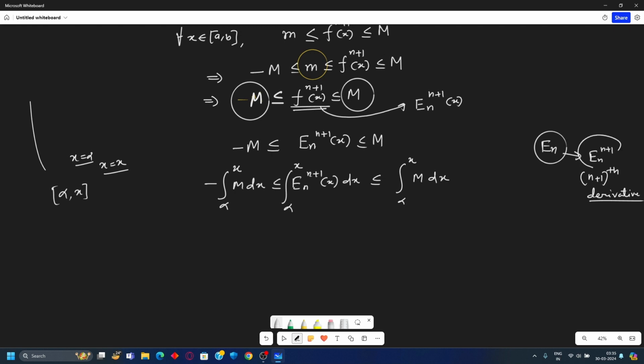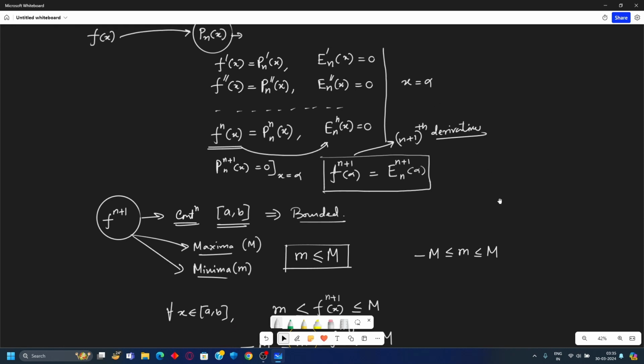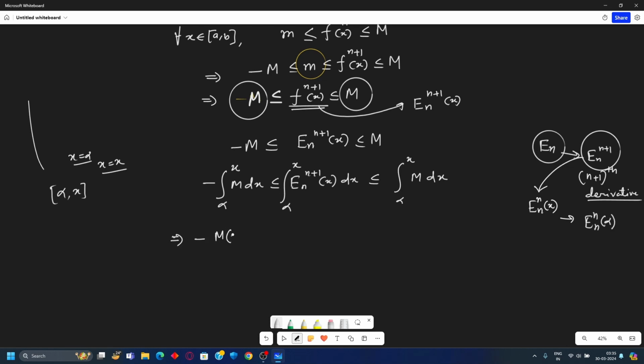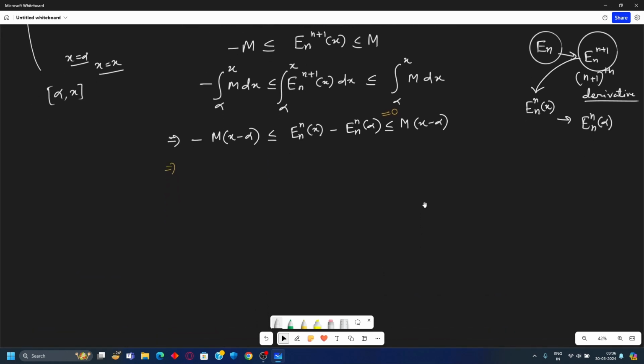So if we integrate e n plus 1, we will get back e n of x, right? And also we have e n of alpha, and remember that e n of alpha is 0 at x equal to alpha, right? So we have minus m x minus alpha is less than equal to e n of x minus e n of alpha is less than equal to m x minus alpha. Now this part is equal to 0. So we might have here minus m x minus alpha less than equal to e n of x less than m x minus alpha.